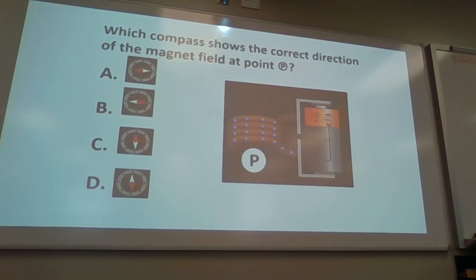Wait, is the compass going in a circle? The current's going in a circle. Wait, which one's your thumb and which one's... sorry. Thumb is current. Fingers are magnetic field.